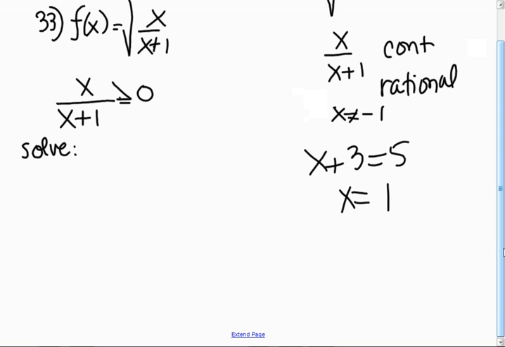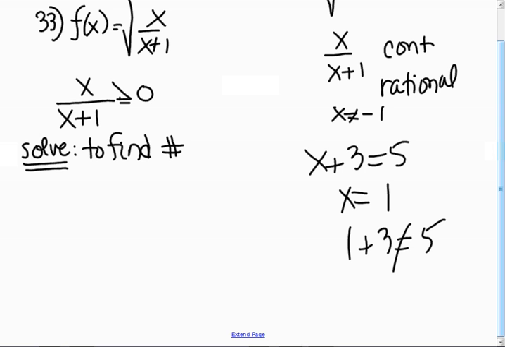Put it back in, and it has to make a what? 1 plus 3 is equal to 5. Has to make a what? A true statement. That's not true. That's what solve means. I don't care how you solve. The process of subtracting 3 from both sides is a procedure. What does this word mean? It means to find all the numbers that make the sentence true.